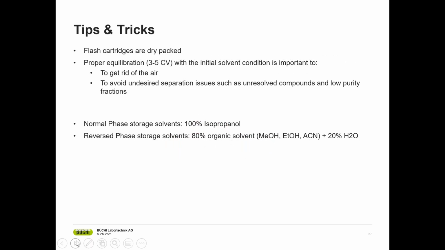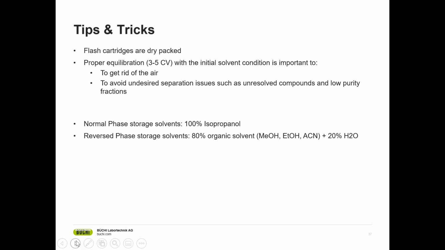One more for equilibration and conditioning. This stage is very crucial to achieve the maximum performance of your column. It activates the silica and removes the air from the cartridge. For optimum purification, this step must be performed prior to sample loading. So rinse the column with 3 to 5 column volumes depending on the phase and column size.